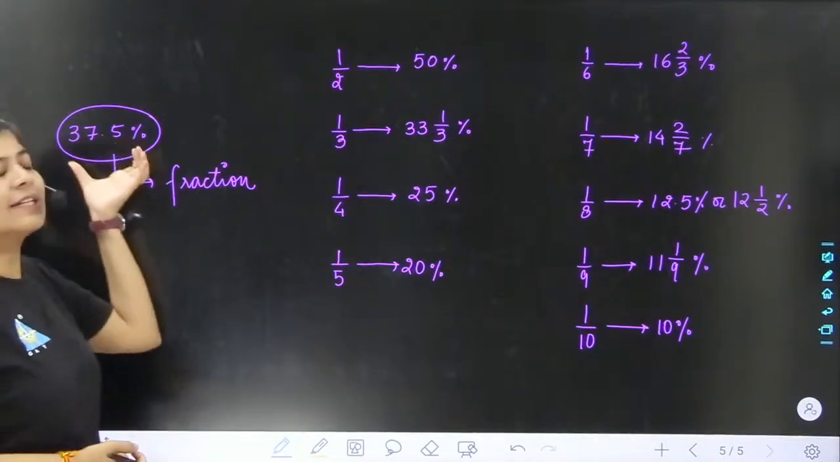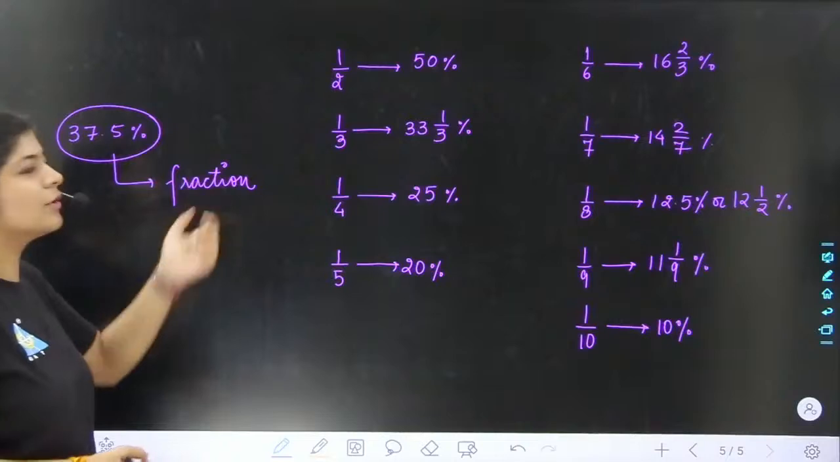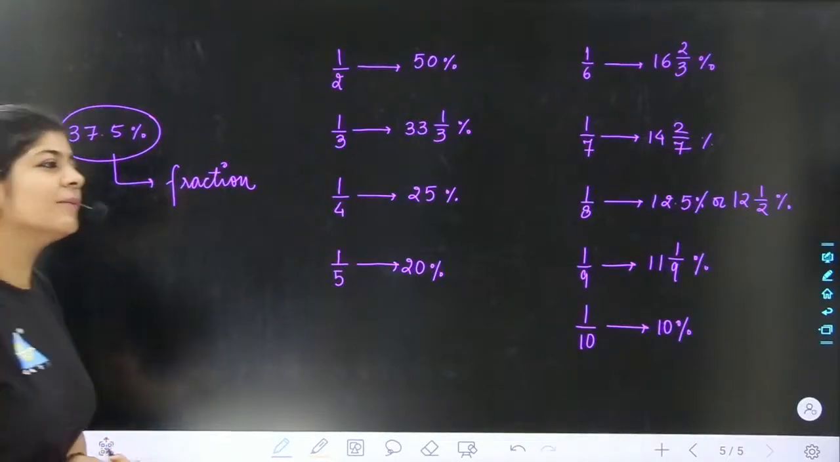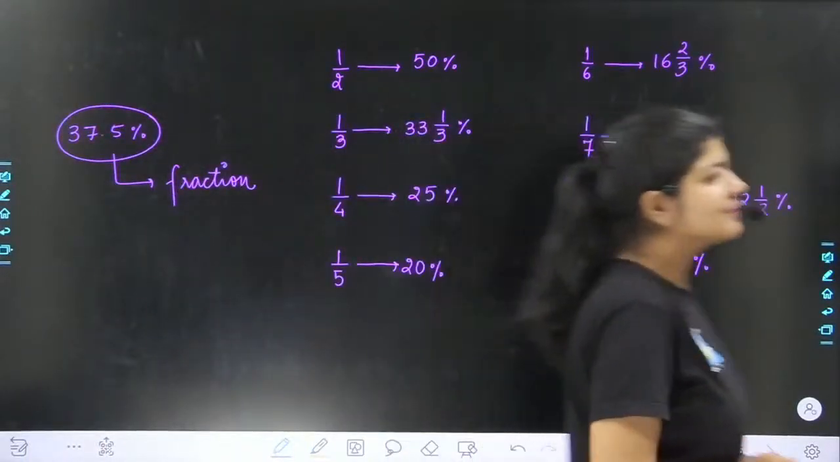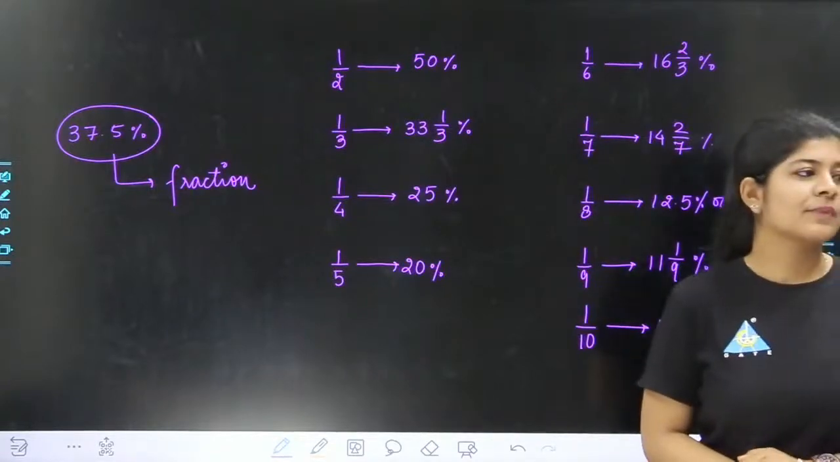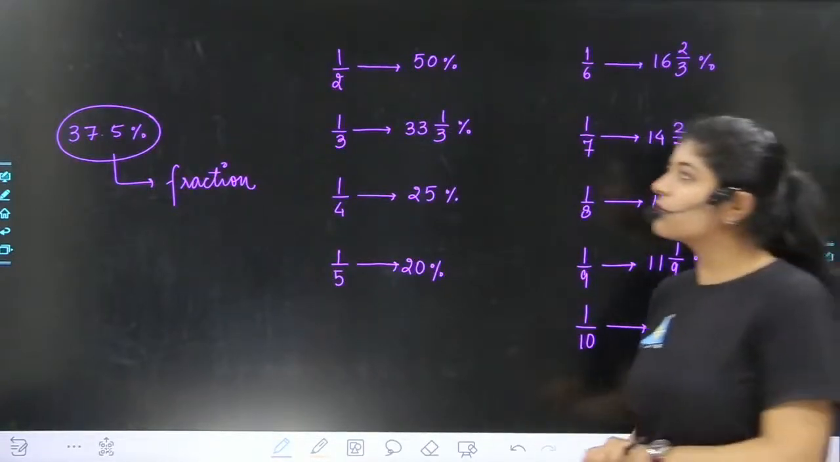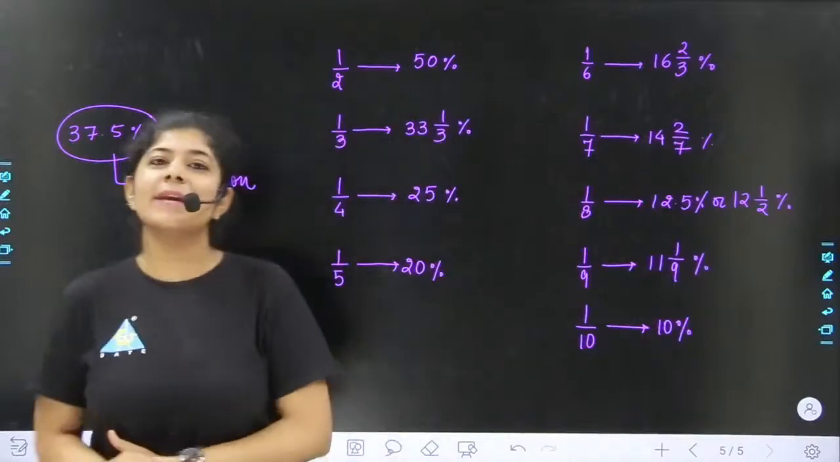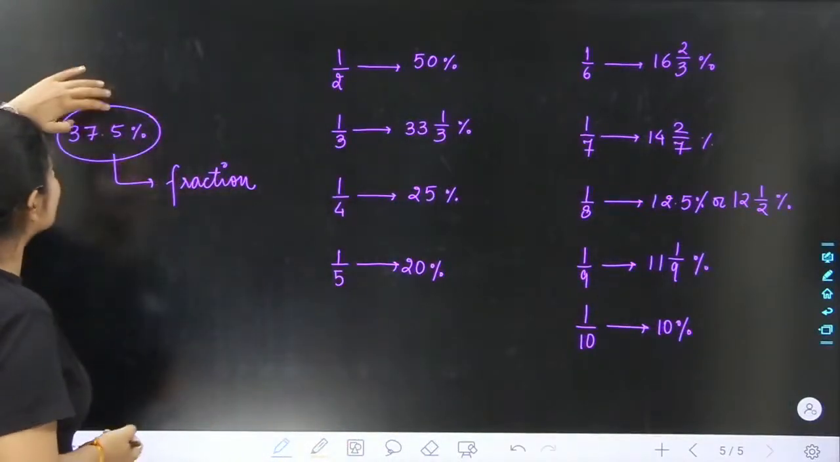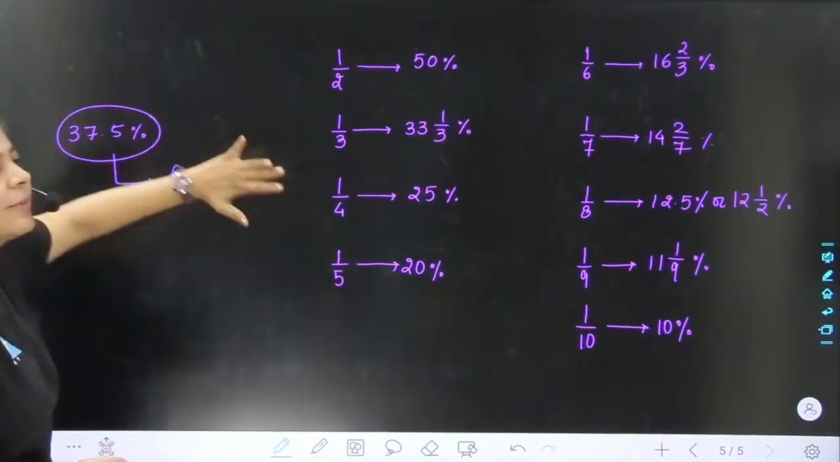How do I write 37.5% into fraction? Anyone in the comment section? Yes Bharat, there will be a full course, don't worry about that. Just tell me now, how do I write 37.5% in fraction?